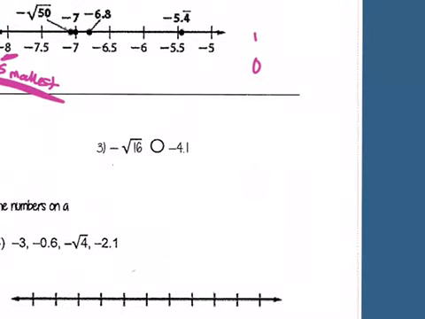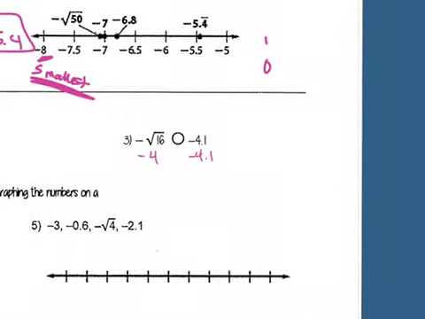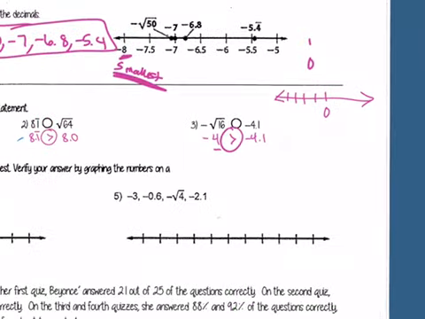Then negative square root of 16, so negative 4 compared to negative 4.1. So this one's a little different. Just like we talked about up there, if you're thinking about a number line, the farther away they are from 0, the smaller they are. So that would mean negative 4 by itself is actually bigger than negative 4.1.